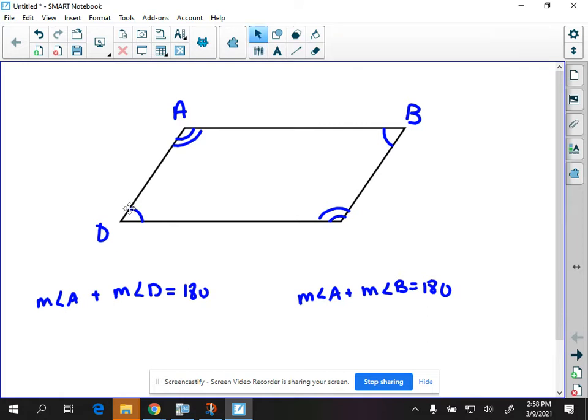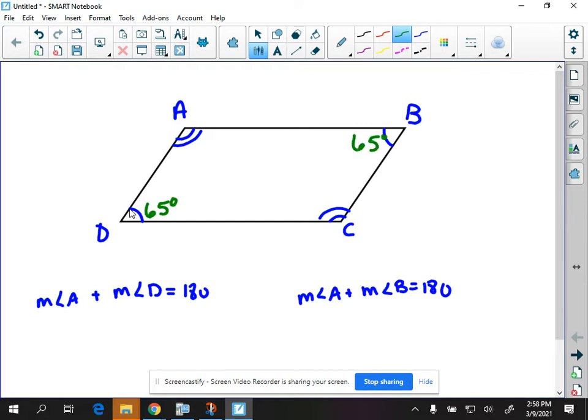So as an example, let's say that I told you that angle D was 65 degrees. I would be able to find all of the other angles on this shape by just knowing that one particular angle. So I'll call this one down here C as well. All right, so the first thing that I would do is I would say, well, I know that my opposite angles are congruent. So if angle D is 65 degrees, angle B is also 65 degrees. Those two angles have to have the same measure. Then angle A and angle C, I know those two are also going to be congruent to each other.